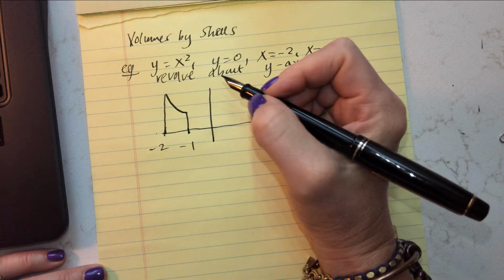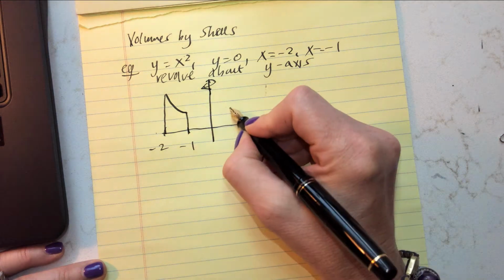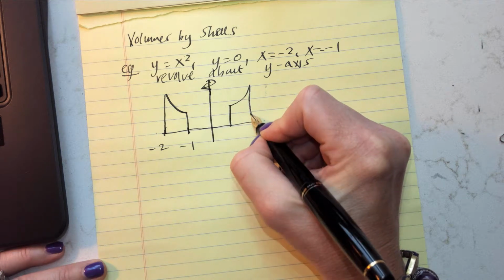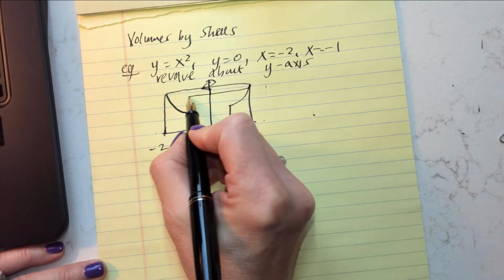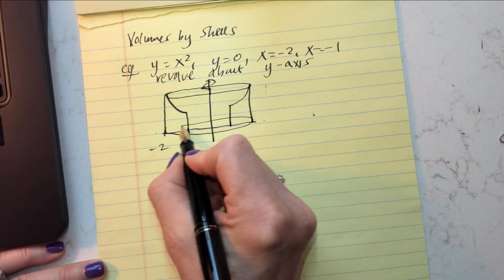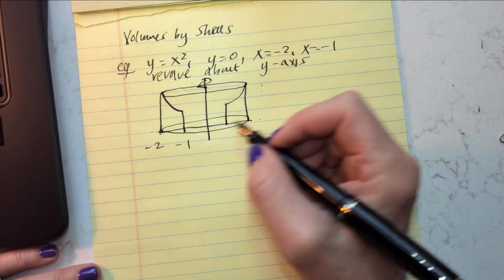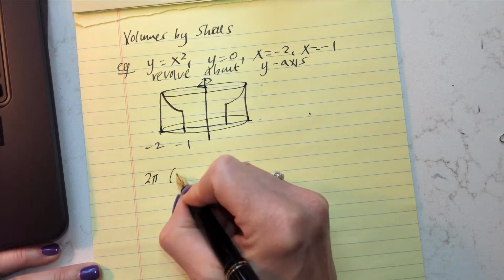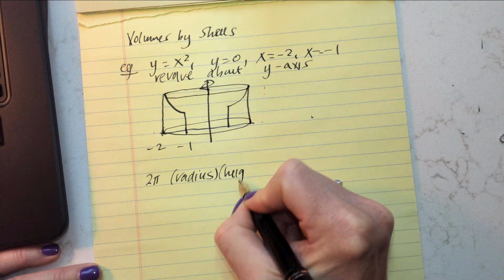All right, and we're going to revolve this around the y-axis, right? So it looks something like that. Okay, so to do this by shells, we want to calculate what? 2 pi radius times height.